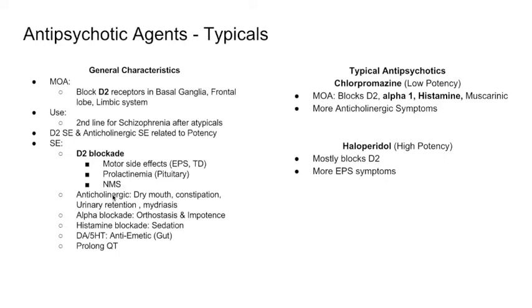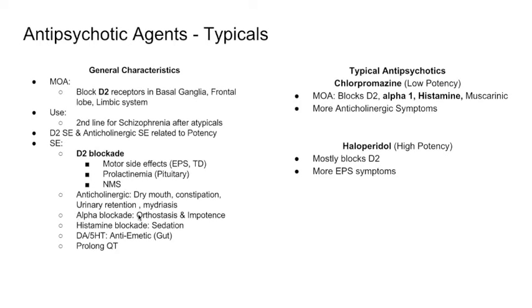And the last side effect that is related to dopamine blockade is a syndrome called neuroleptic malignant syndrome. I want you to bury that in the back of your mind, neuroleptic malignant syndrome, until we discuss it in a few slides. So that's side effects that are related to dopamine blockade. Side effects that are related to anticholinergic blockade are that they cause dry mouth, constipation, urinary retention, and mydriasis. Again, all of the anticholinergic side effects that you're aware of.